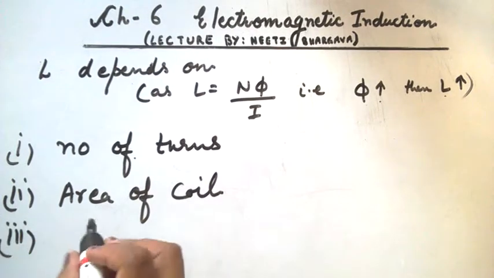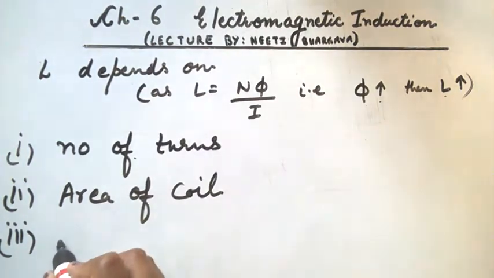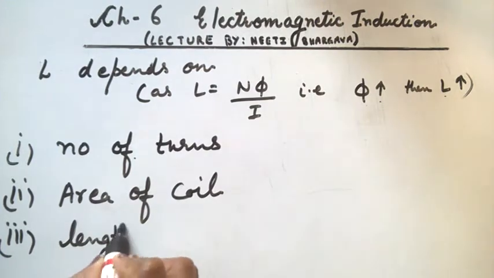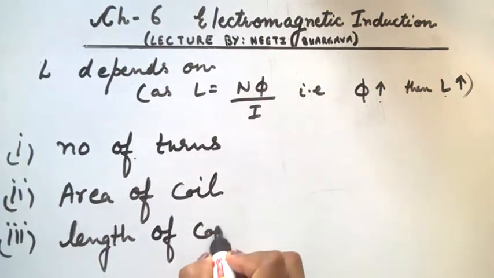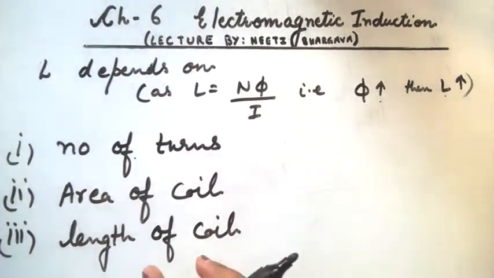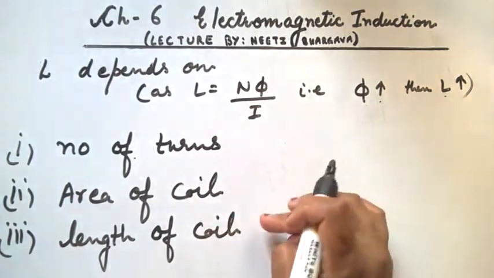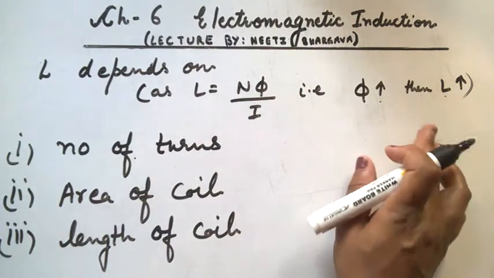It also depends on the length, that is, on the size of a coil. If the length is more, then more magnetic flux will be produced and the inductance will be more.